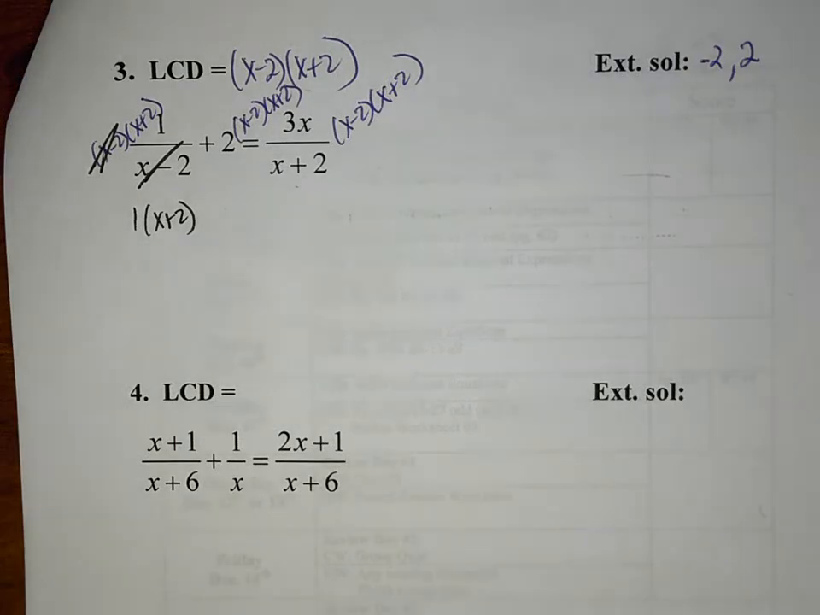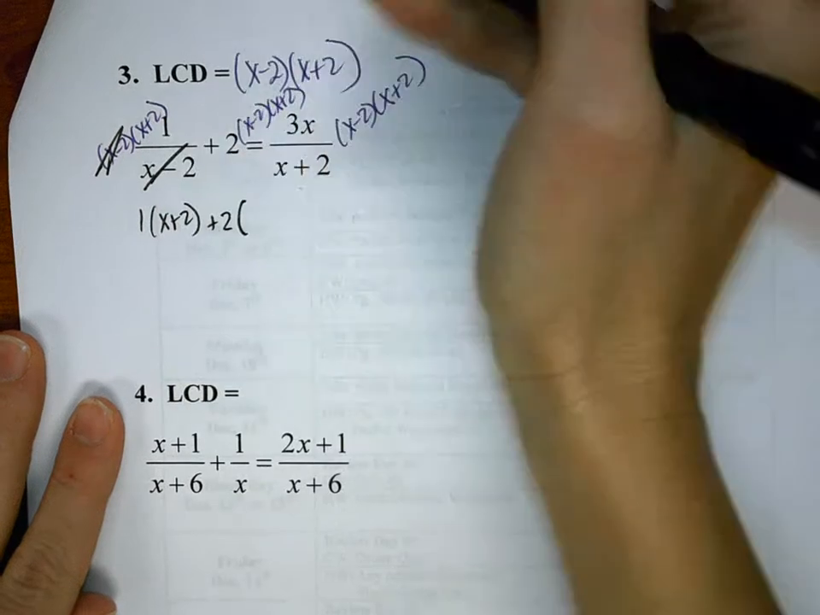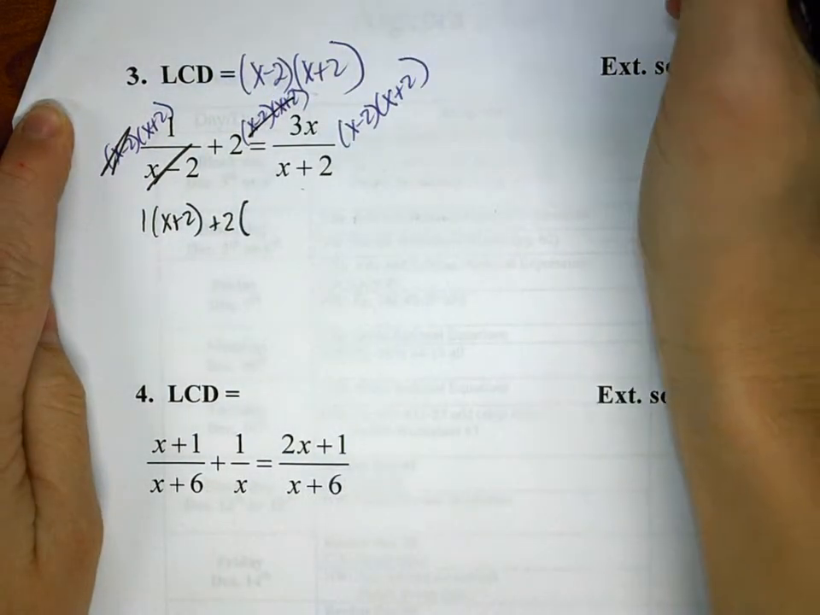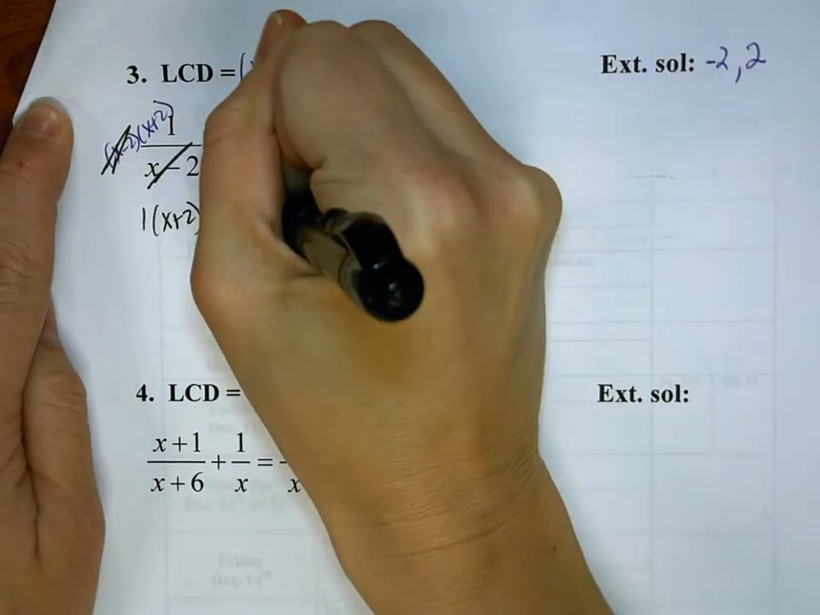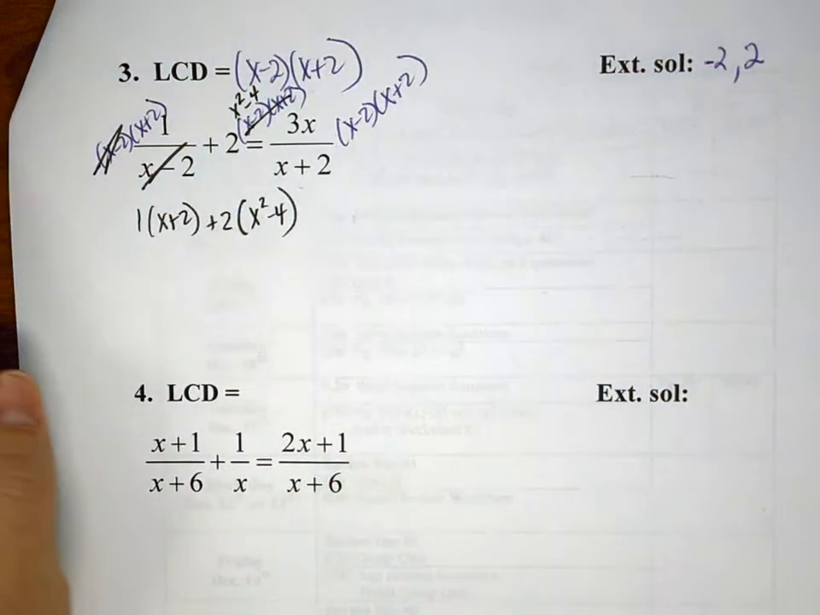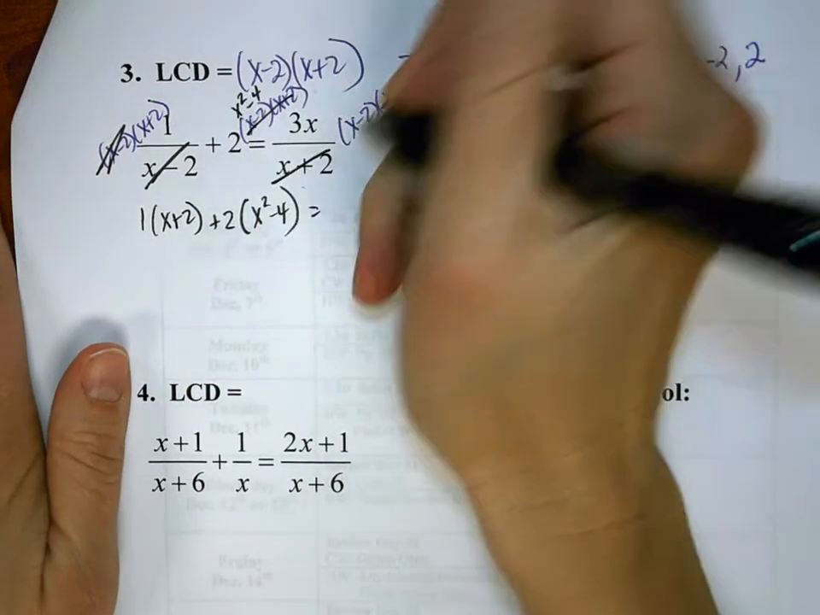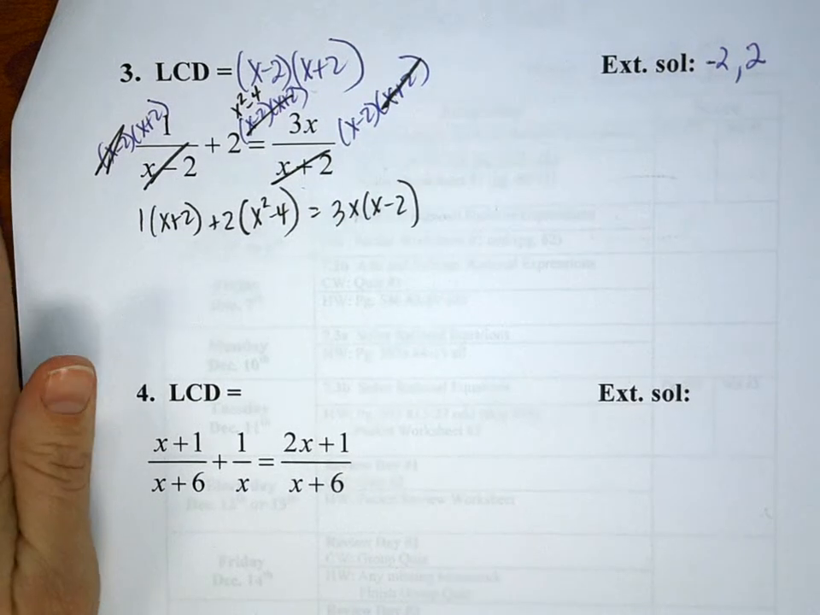Notice how I'm writing each of those steps so I don't miss anything. Okay? Next one, I have plus 2 times. If I multiply out x minus 2 and x plus 2, what does that make? Good, x squared minus 4. So I'm going to write x squared minus 4 to save myself one little step there. Equals, and then on my last one, x plus 2's cancel, and we have 3x times x minus 2.